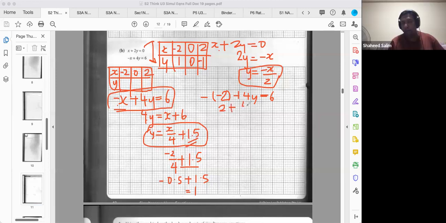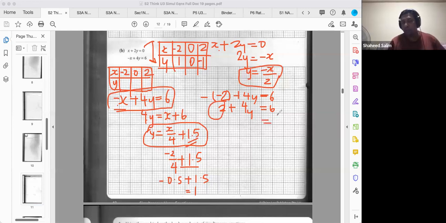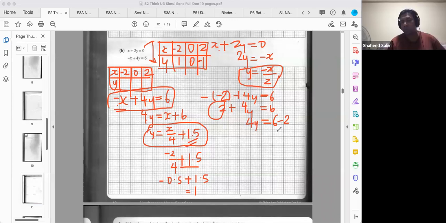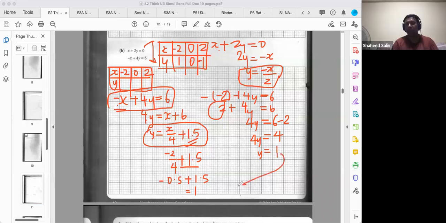Plus 4y equals to 6. Do you agree? Agree. Now you bring the 2 over, it becomes minus 2. Plus 2, you bring over, become minus 2. Do you agree? Yeah. 4y equals to 6 minus 2, which is equals to 4. So you got 4y equals to 4. y equals to 1.